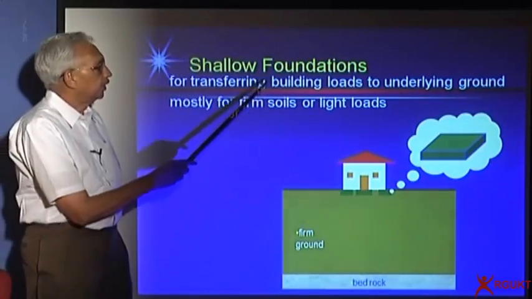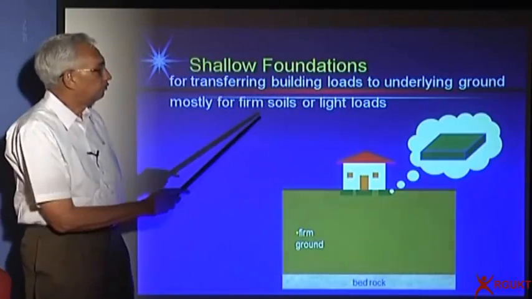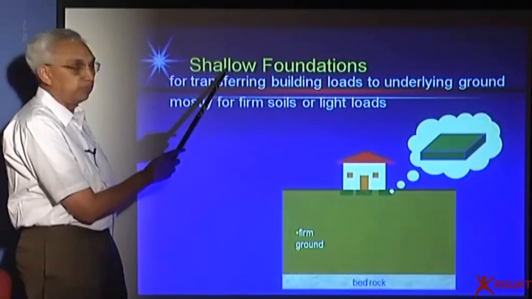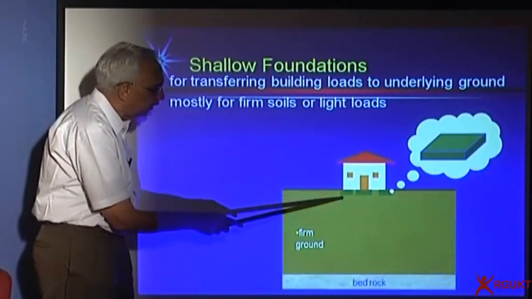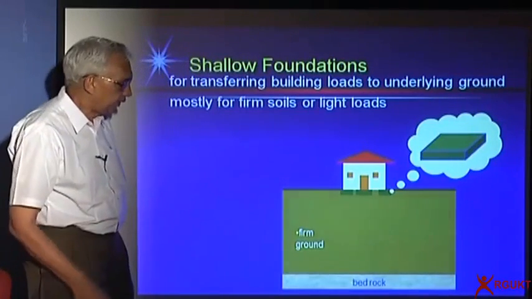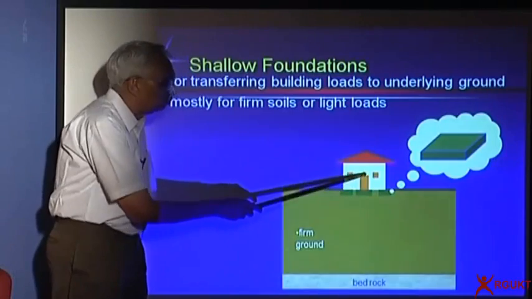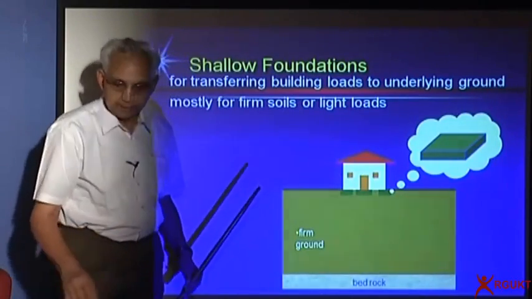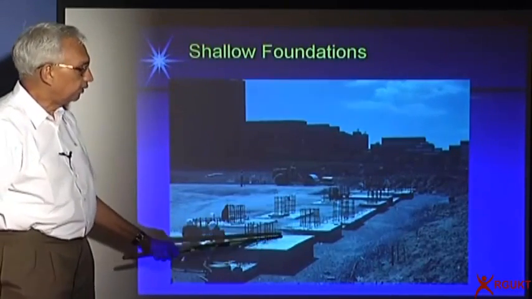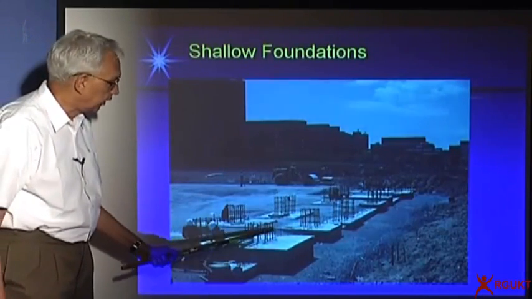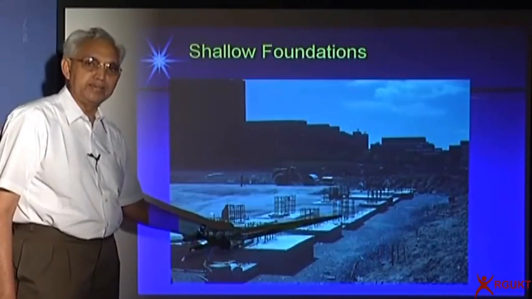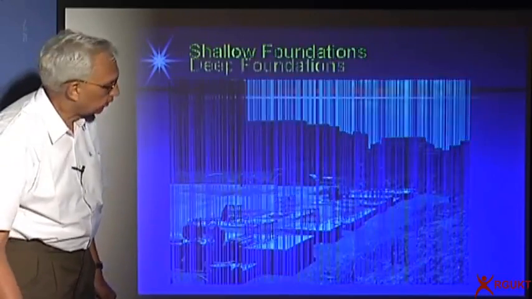What do you do? Transferring building loads to underlying ground for firm soil or light loads, in which case we go for shallow foundations. Shallow means I don't need to excavate too much into the ground, on the order of 2, 3, 4, 5 meters, because the soil here is strong and the loads are light. Now look at the other extreme. This is a way in which you can see how the shallow foundations are constructed. This is the actual footing and the reinforcement. This gets embedded into the columns, and that is how the structure is built.